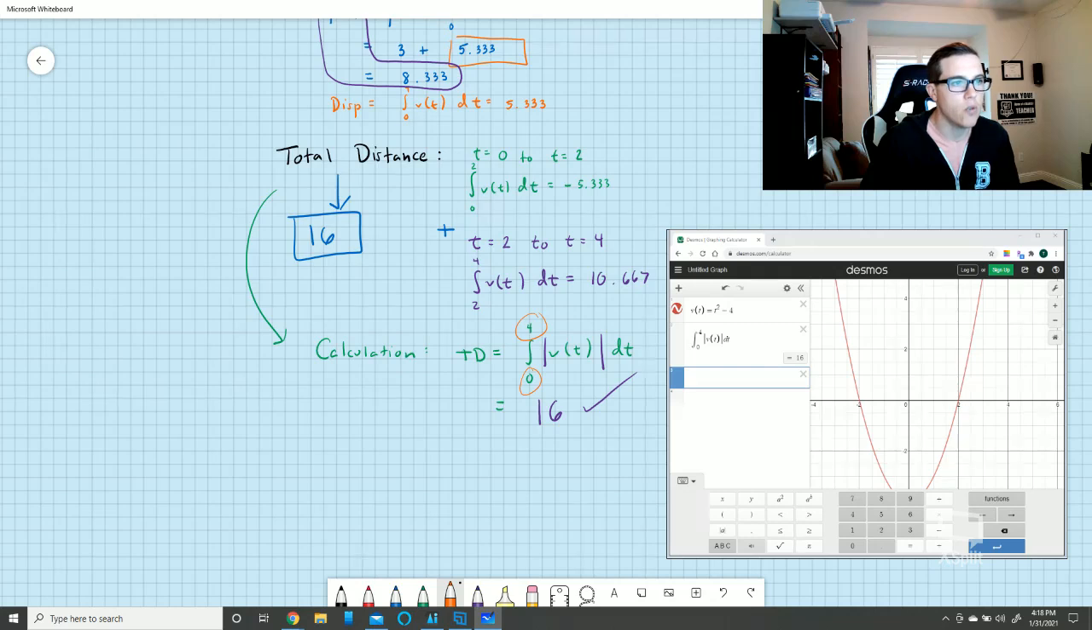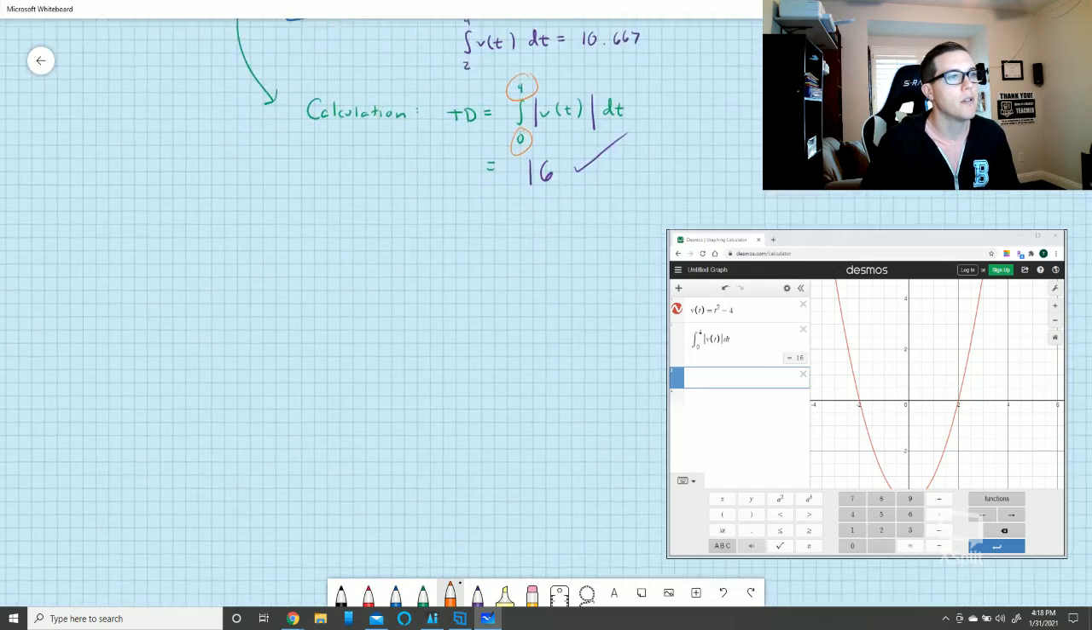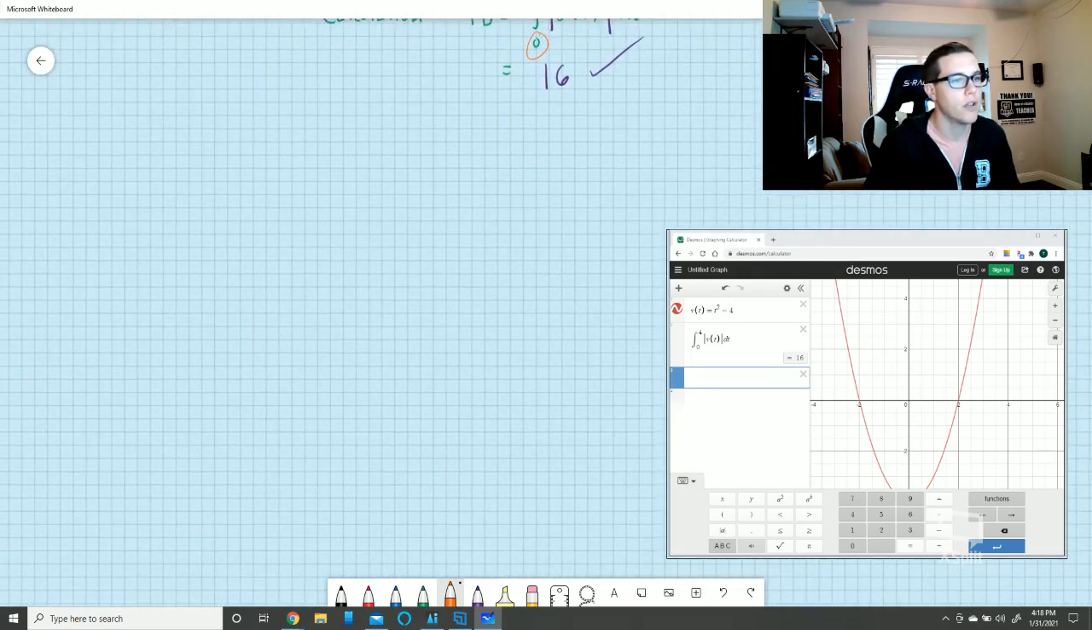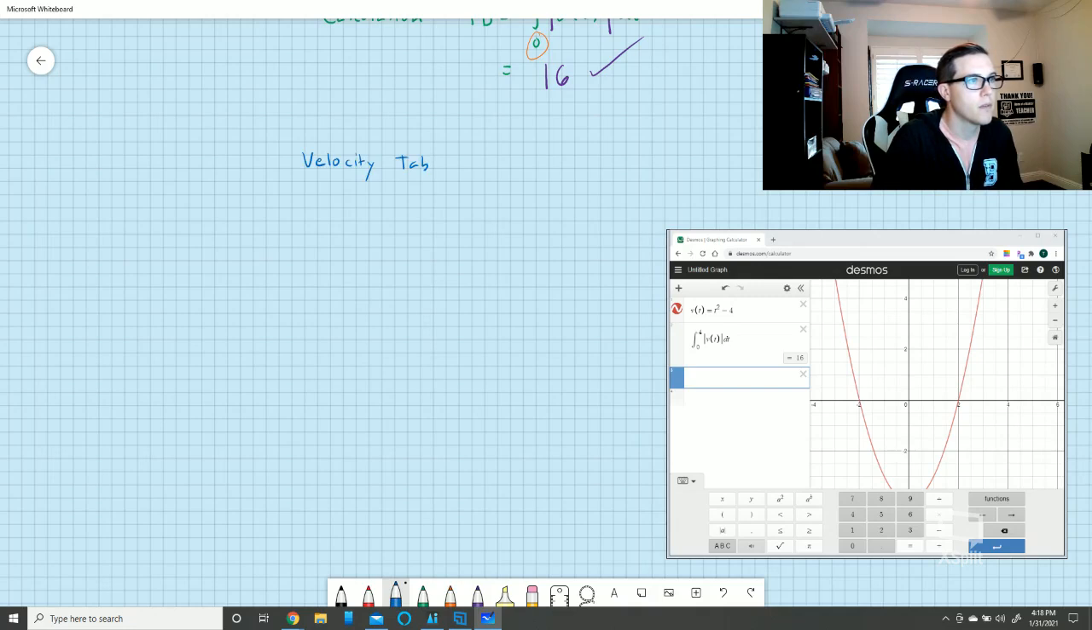All right, so let's do one more of these, but this time let's use a table and not an actual equation. So if I give you a velocity table, we'll make it fairly straightforward.